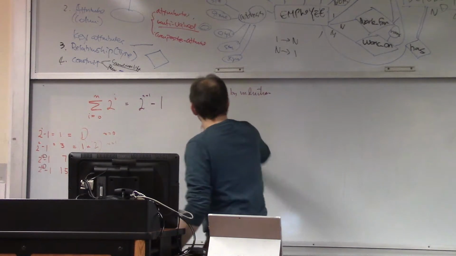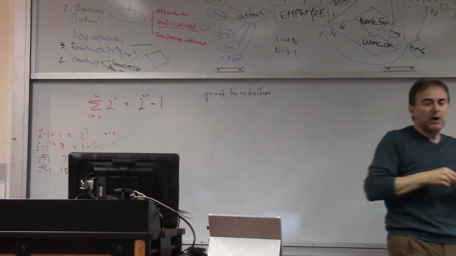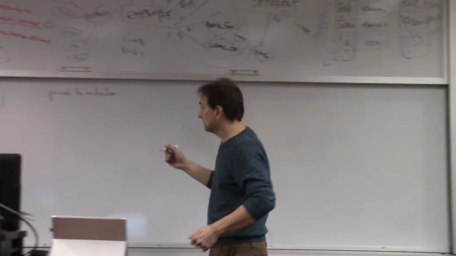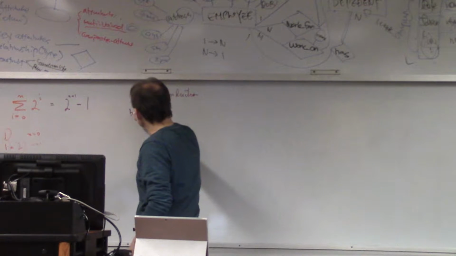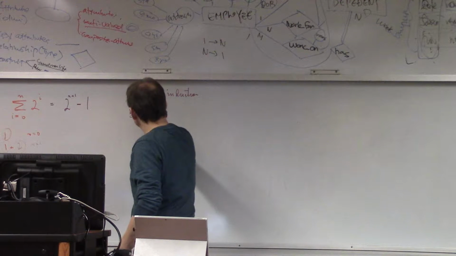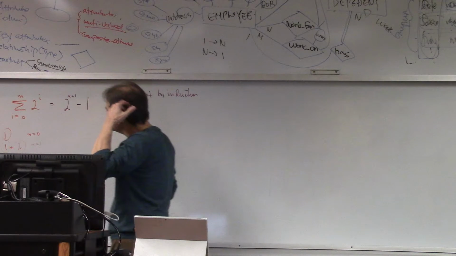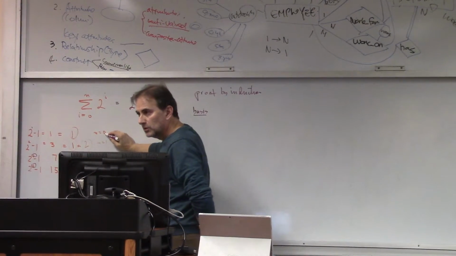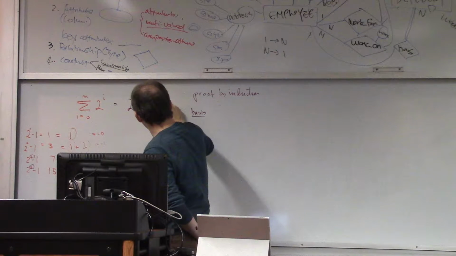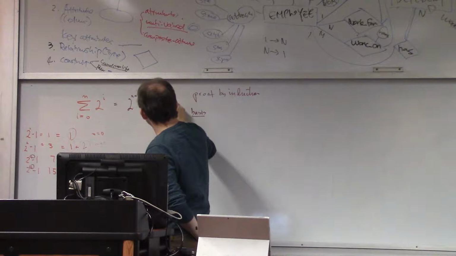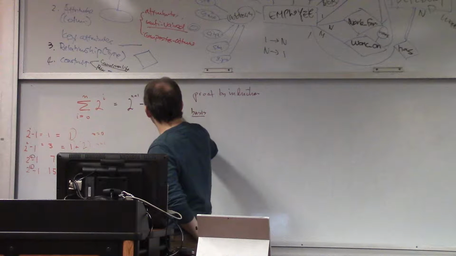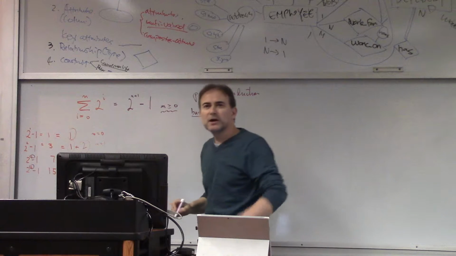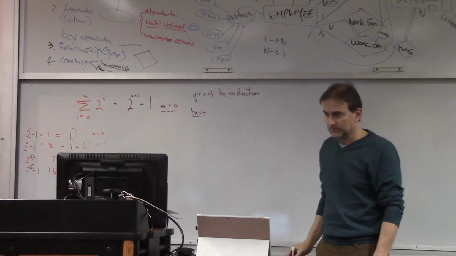Proof by induction. The induction is going to require us to do three different things. The first thing is what we call the basis step. Of course, I should be a little more specific here. Since my initial value for n was 0, I should say that this is for n greater than or equal to 0, and of course, we're talking about integer values.